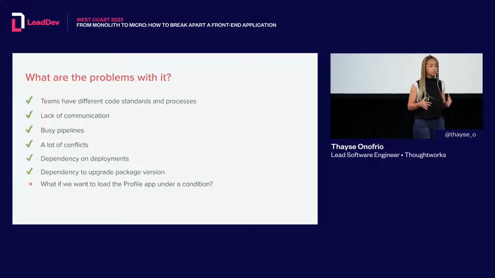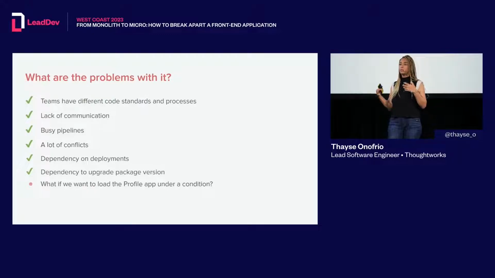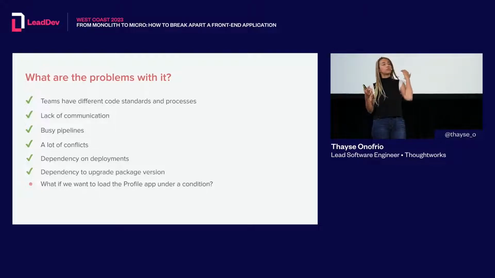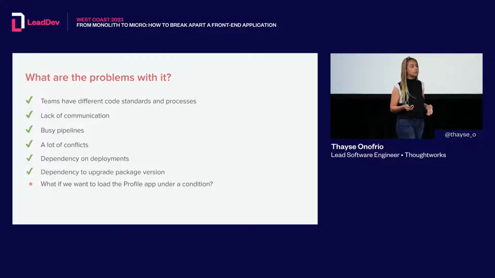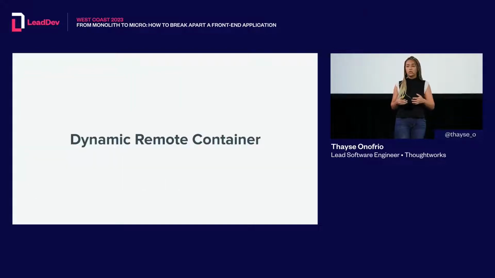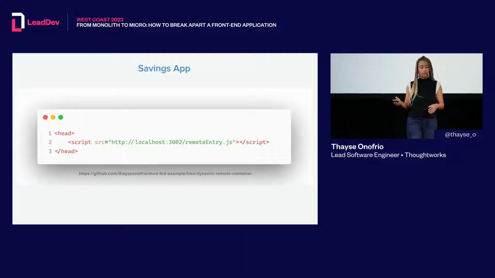Cool. We were able to solve a lot of the issues now, and we get the independent deploys with some small configuration that we did. But what if you want to load the profile app under a specific condition, like using a feature flag or maybe using it in an A/B test? To do that, we can continue to use module federation, but we can expand our approach a little bit to use dynamic remote containers. So here, we don't change anything on the profile app.